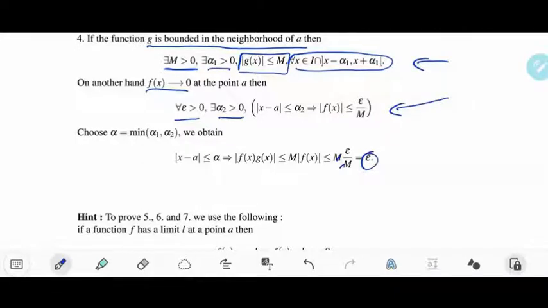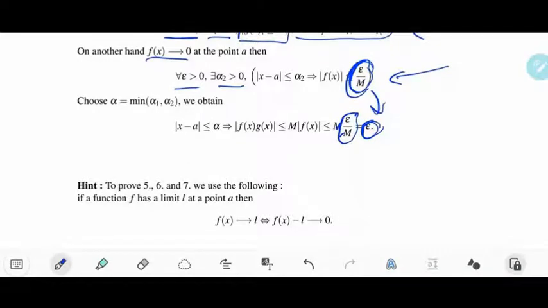So when you want to do such a proof, you need to try to do it first on a scratch paper. Discover what number you should choose in here in order to have epsilon at the end when you multiply by m. If you do that, you will be able to find the number that you should be using here to obtain the good result at the end.